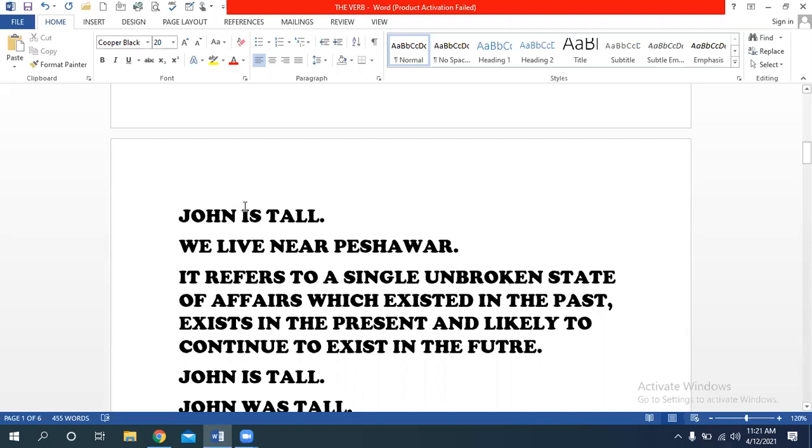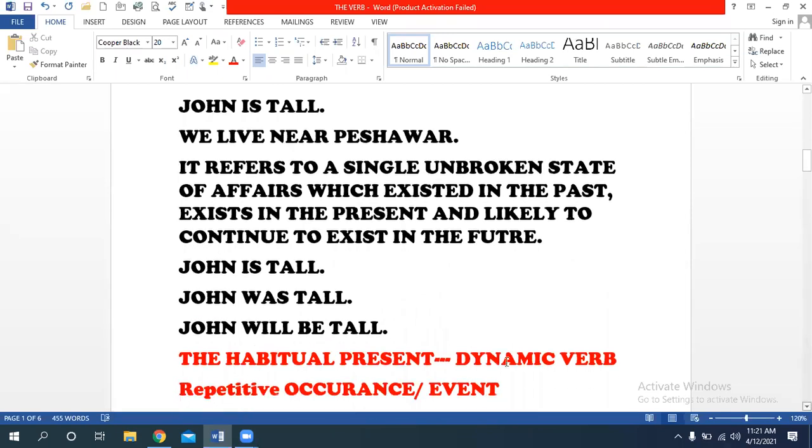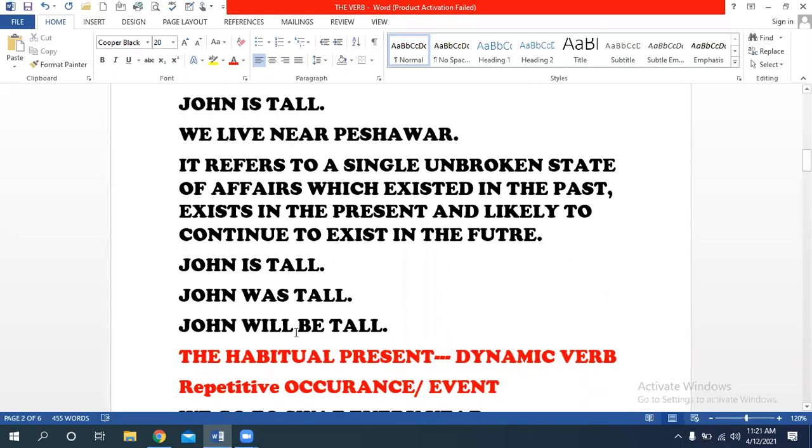So present simple tense shows this kind of affair which is unbroken. It was the same in the past, it is the same in the present, and it will be the same in the future. So states like these are indicated by present simple tense. John is tall means that John is tall, John was tall, and John will be tall. So this is one aspect of present simple tense.